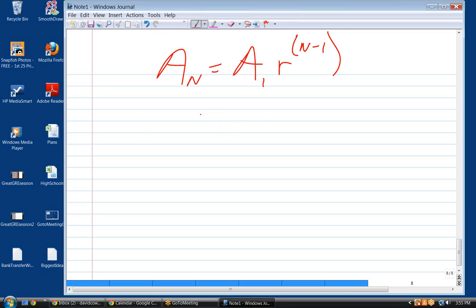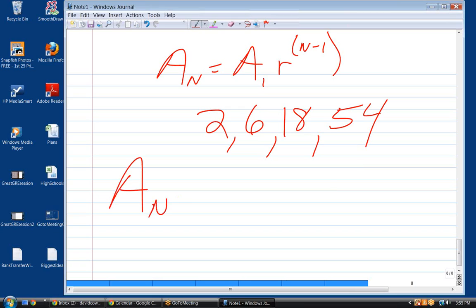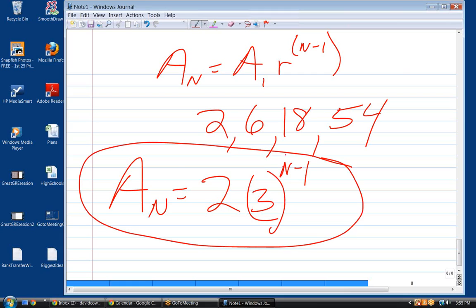Let me put a geometric sequence up here. There's a geometric sequence. So the nth term is going to be equal to what? 2 times 3 to the n minus 1. Exactly. So that would be the explicit equation for the nth term.